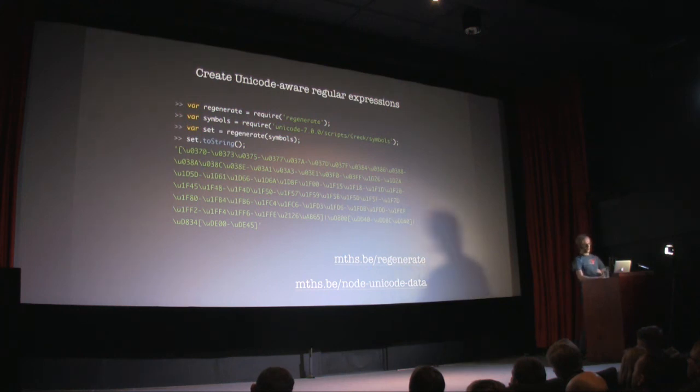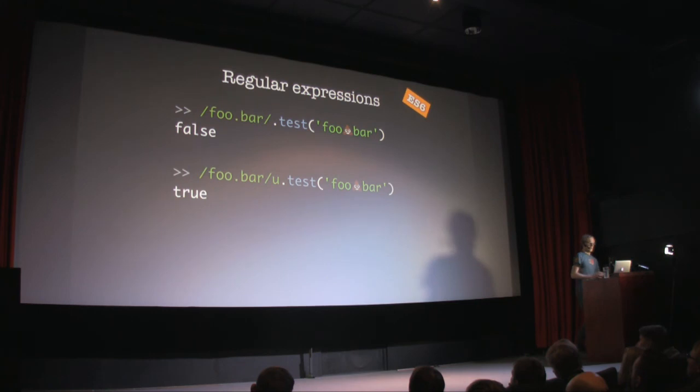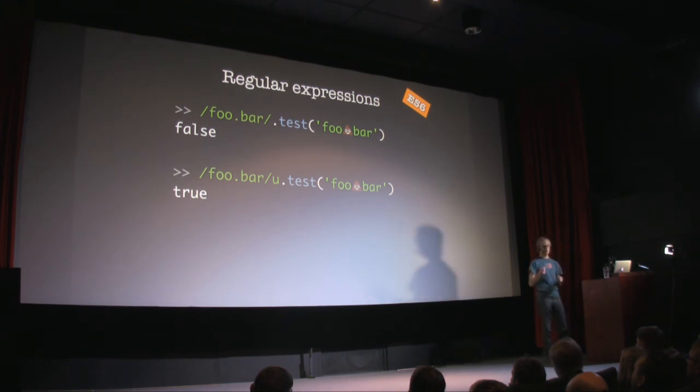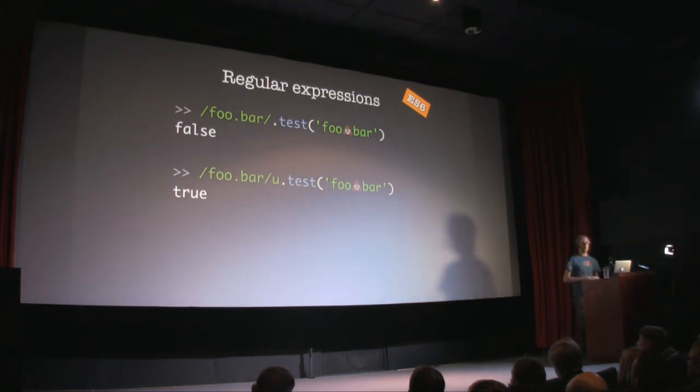Now, getting back to our problem with the dot operator, good news, because ECMAScript 6 has a solution for this. There's a new flag for regular expressions, the U flag, which stands for Unicode, and if you use it, the dot operator will automatically match whole code points instead of surrogate halves, just like you would expect. So my advice is always use the U flag for new regular expressions that you create.